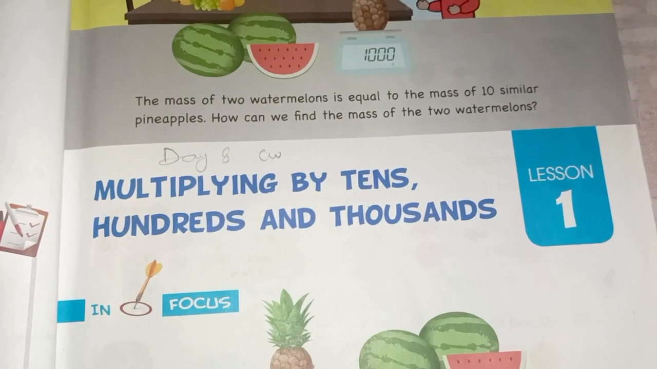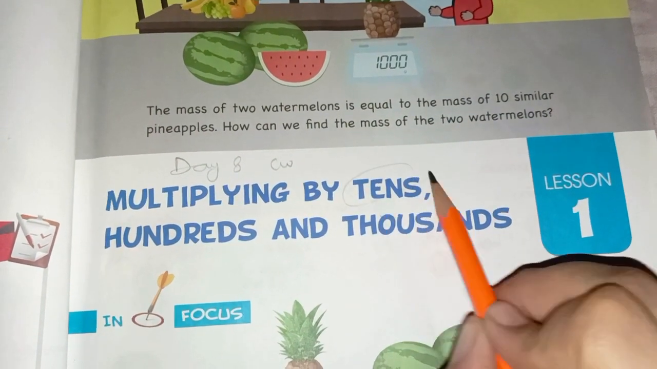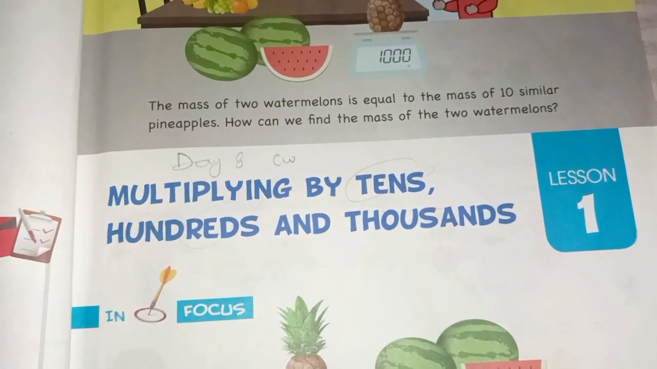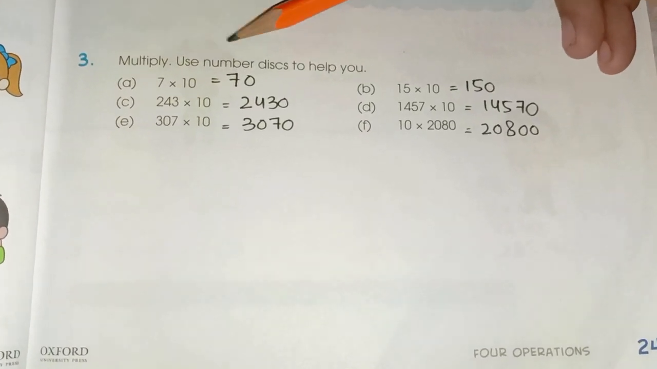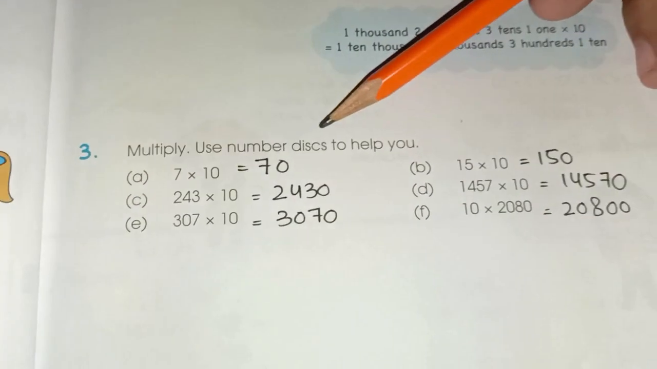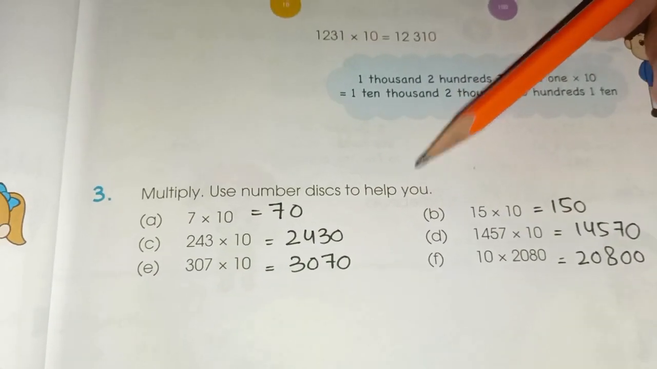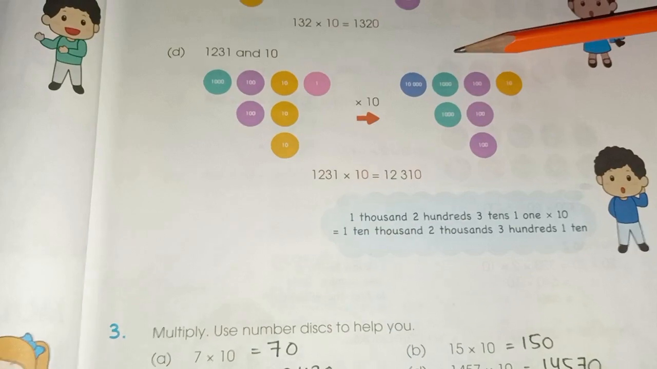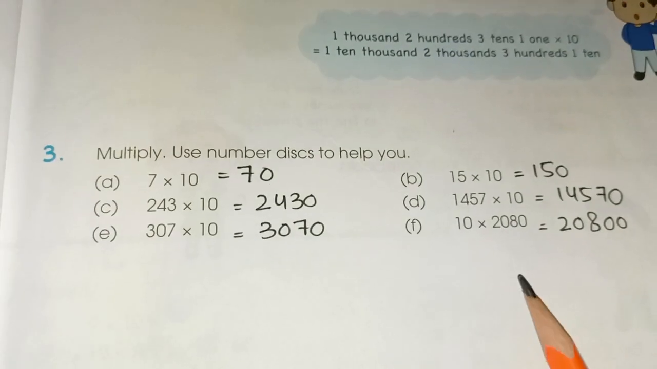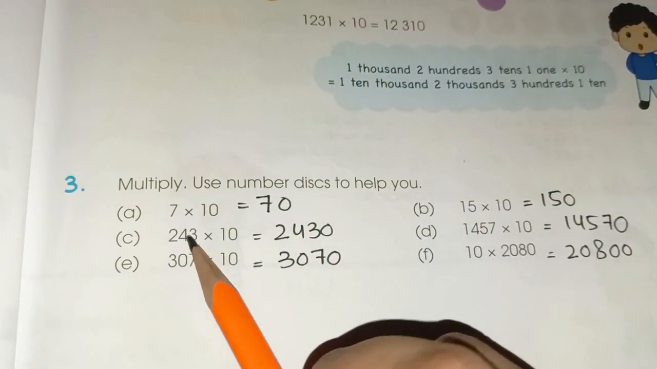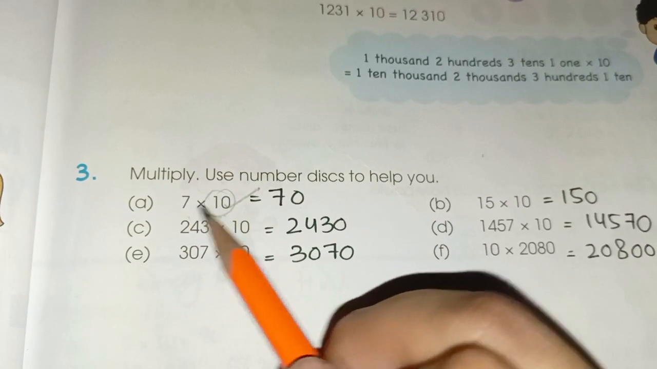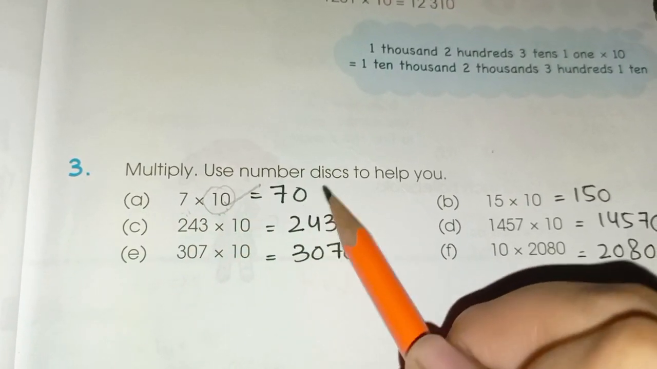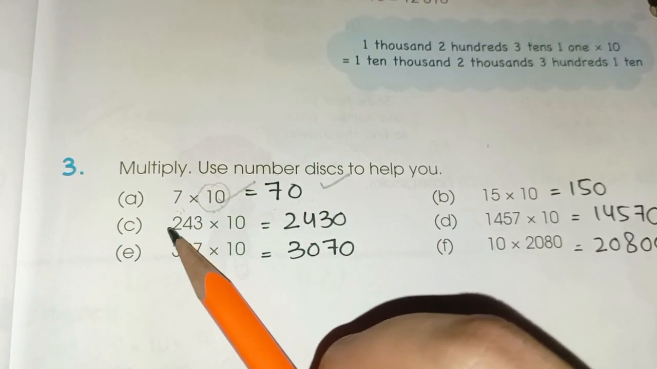In this lesson we are learning about the multiplication with 10, 100 and 1000. Page number 24, question number 3. Multiply the number. Discs are here to help you. Here you can see these are the types of discs which we can use. But the simplest method to solve this, when we have the number 10, we just have to add a 0 to the number. Like we have 7 and we add a 0, so it becomes 70.